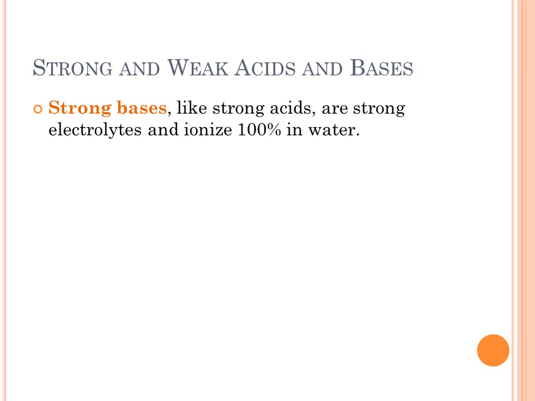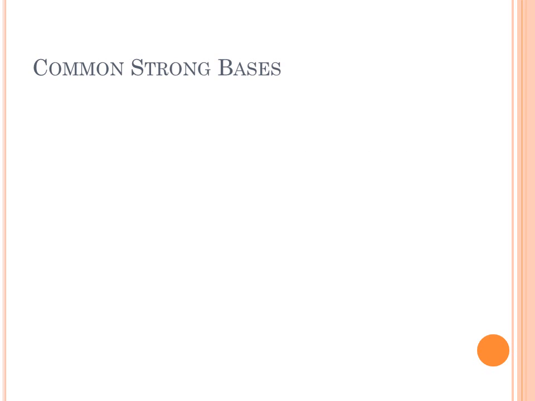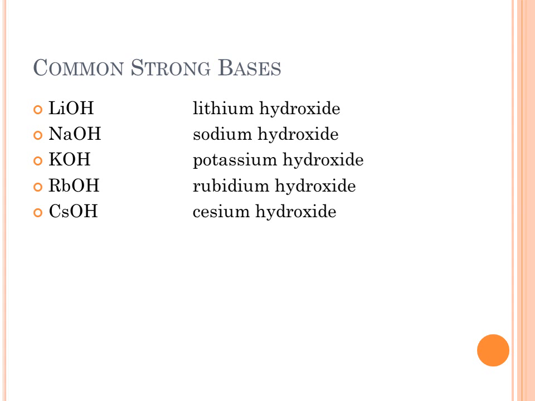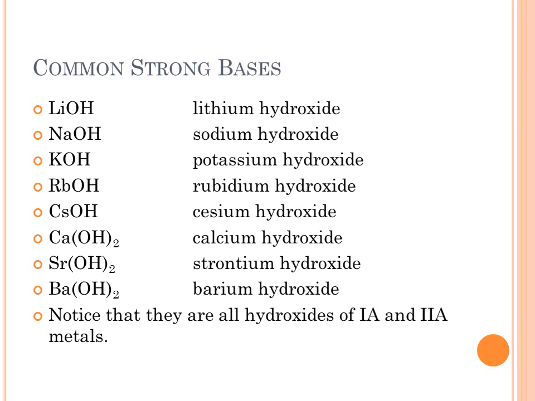Strong bases, like their counterparts, the strong acids, are strong electrolytes that ionize 100%, but they're going to produce hydroxide in solution instead of H+. Here are the common strong bases. What you'll notice is that they are group 1A and 2A metal hydroxides. Lithium, sodium, potassium, rubidium, cesium hydroxide. You could throw francium in, but you're likely not going to see that one.